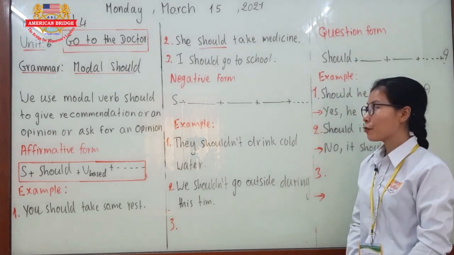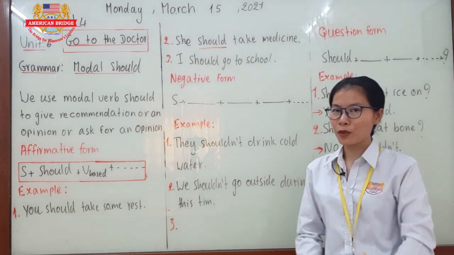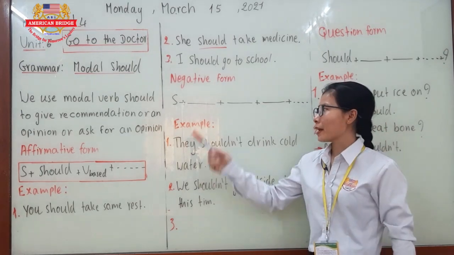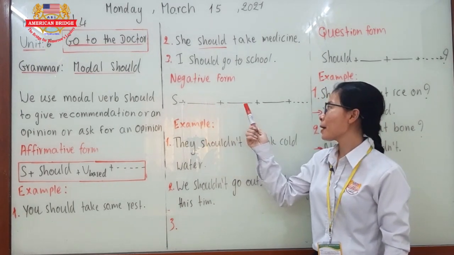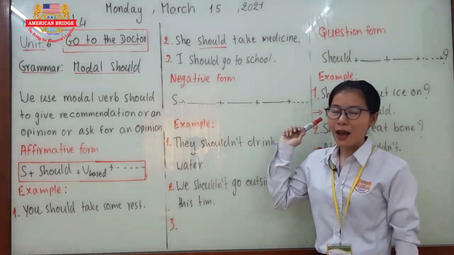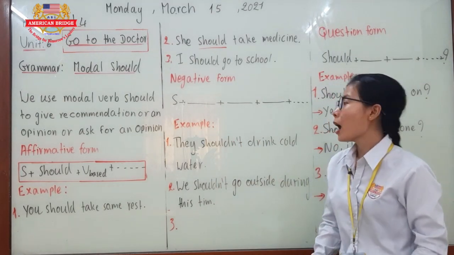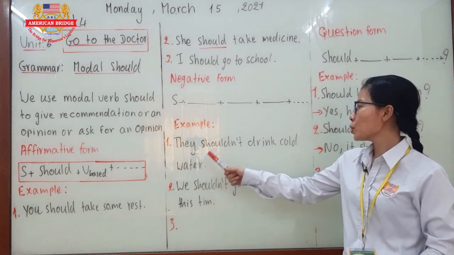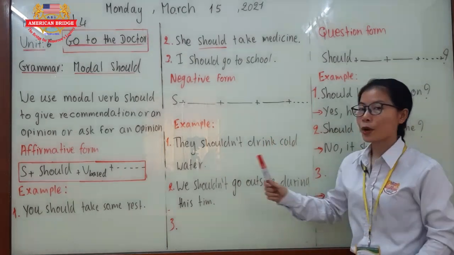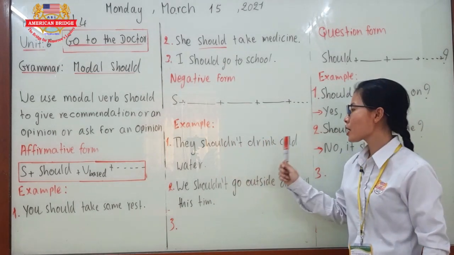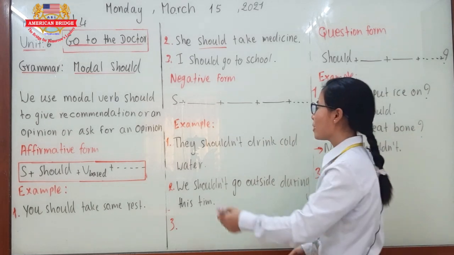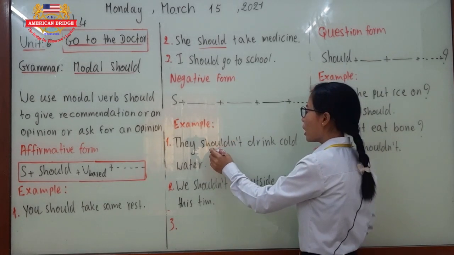Alright, let's go to negative form. Negative form here, teacher doesn't give you the full form. We have some blank here, subject plus blank, plus blank, plus blank, plus blank, plus blah blah blah. So you have to complete here based on the example above. Alright, so we have you shouldn't drink cold water. This means you give someone opinion when he or she got sick. You should not drink cold water.